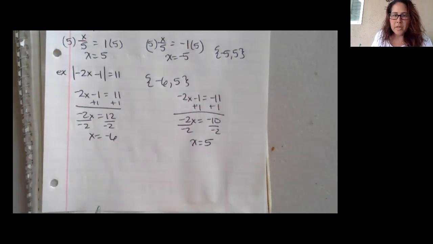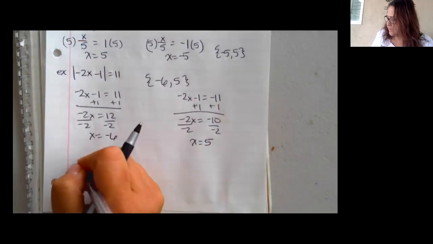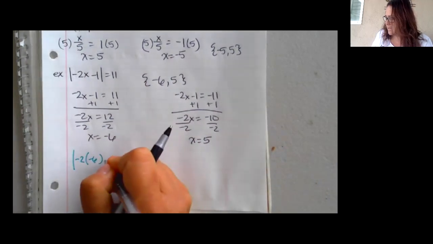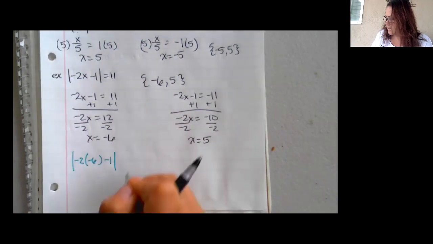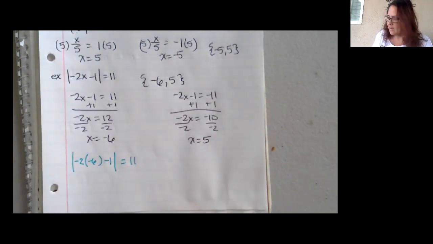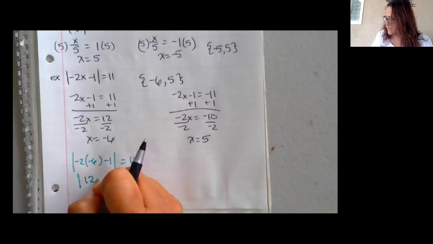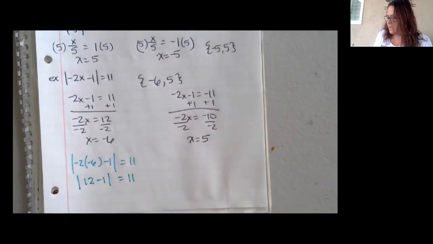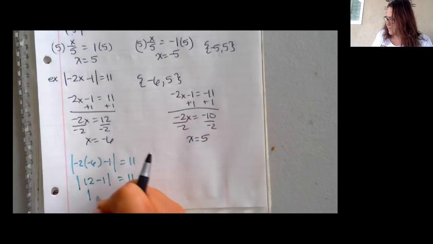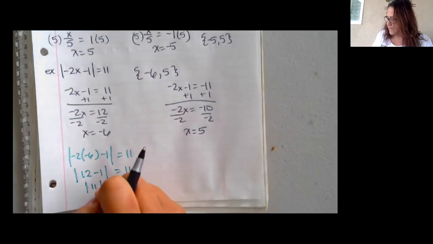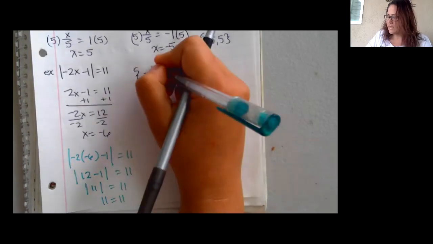Let me just take this problem. We want to check our work. I'm just going to plug in my answers for x and see if they make sense. So on the first one, I'm going to have the absolute value of -2 times -6 minus 1, absolute value, equals 11. I have -2 times -6, which is +12. So I have the absolute value of +12 minus 1 equals 11. And then I have the absolute value of 11 equals 11. Again, why it's important to make sure you can actually see which ones your absolute values are. And I get 11 equals 11. So -6 works. That guy's good.